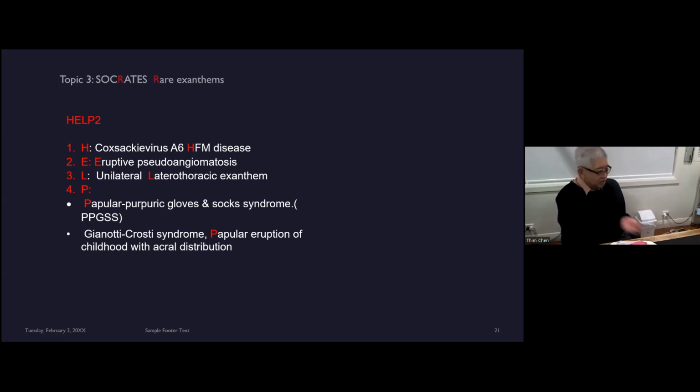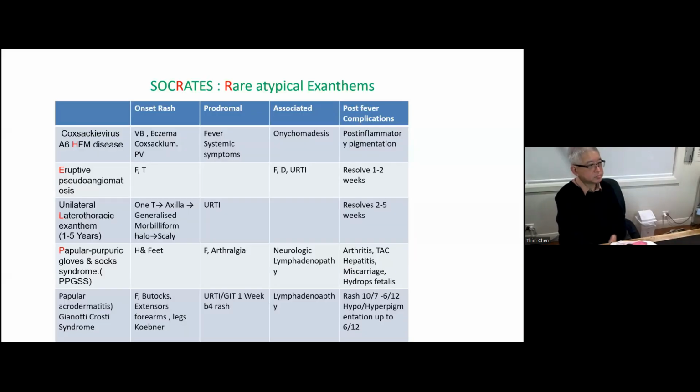So you must run through your head and you must know this by heart already. These are the rare ones. There are four mnemonics that will help you to remember: HELP. H for Coxsackie virus, E for eruptive pseudoangiomatosis, L for unilateral laterothoracic exanthem, and P for papular purpuric gloves and socks syndrome. And Gianotti-Crosti is also known as papular eruption of childhood. So remember the 4 classical, and the 4 rare ones with HELP.